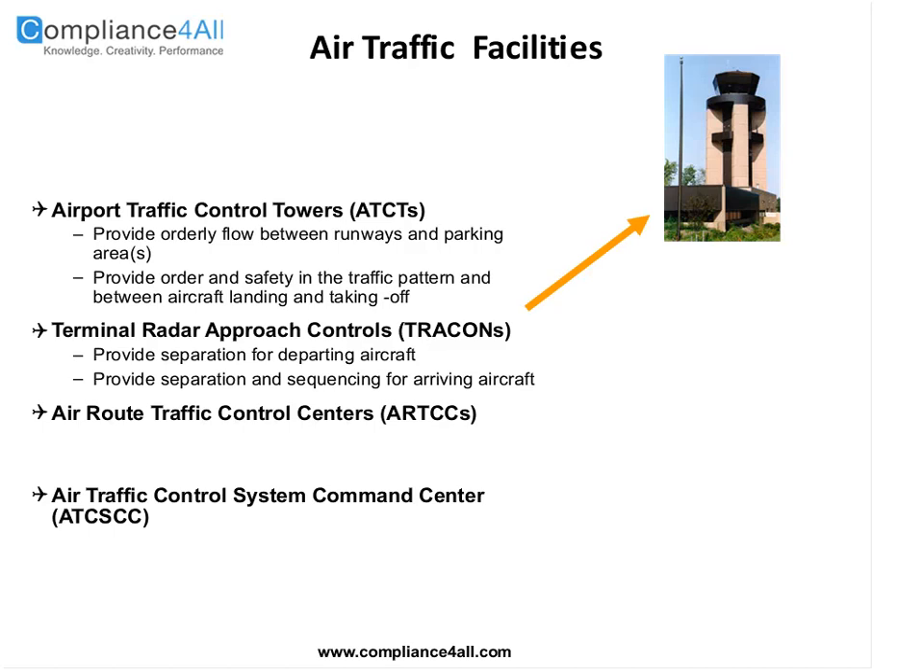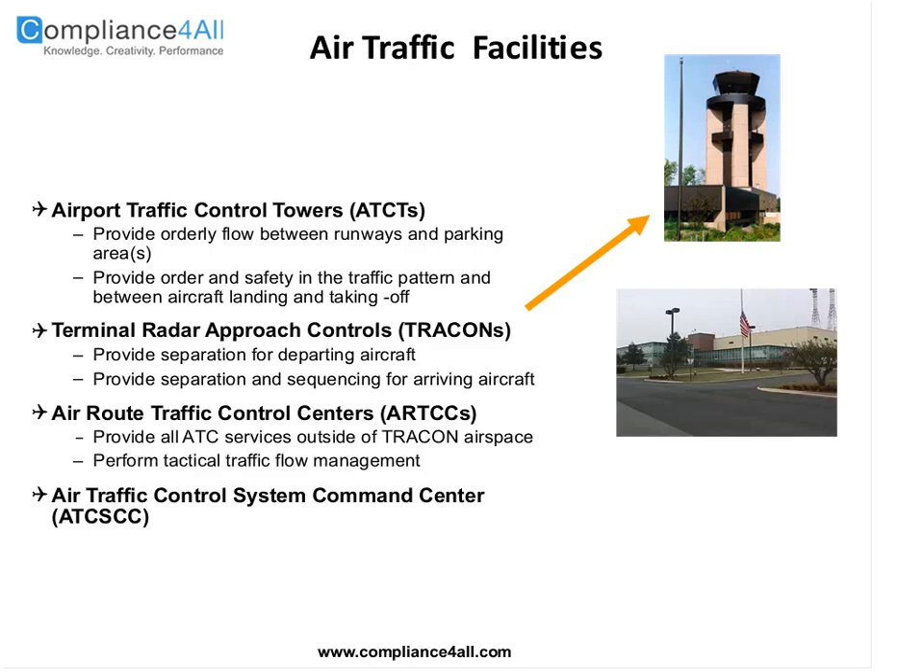The next one down is the centers, of which there are 20, and this is basically the mothership of air traffic control. This does everything. And what really happens is the TRACON and the tower have taken things away because they need more precision, and those have been pulled out of the center operation so they can be done more efficiently. But the centers provide all ATC services outside of the TRACON and tower airspace and perform everything else. And then the last one is the command center.